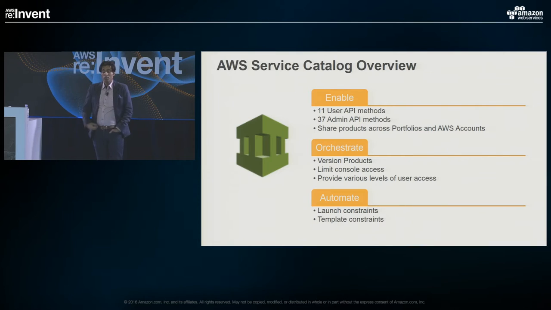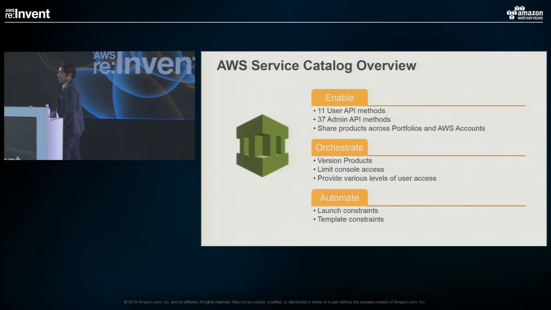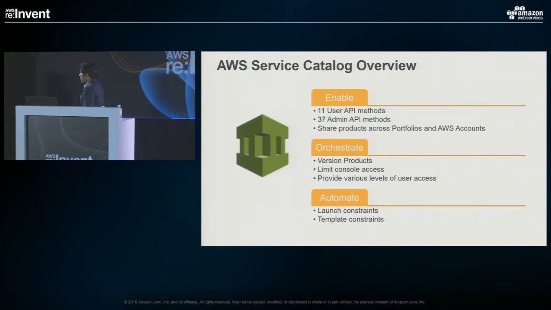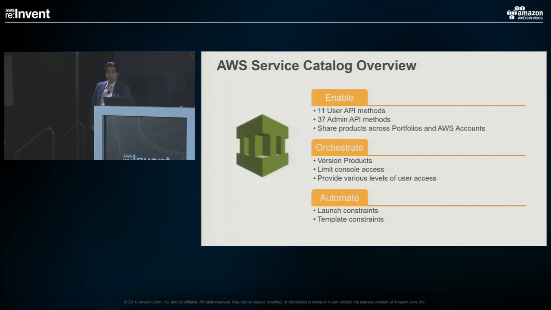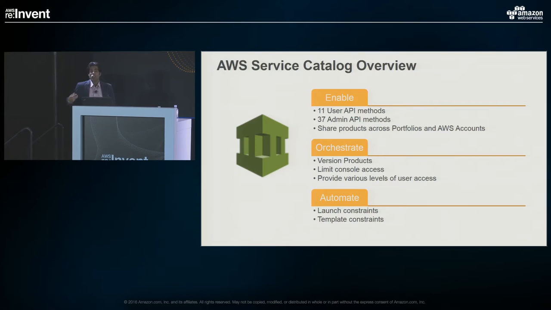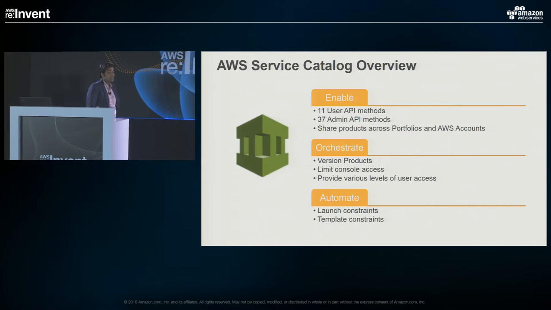So the key point around Service Catalog to understand is that it allows you to really move forward really fast. So it enables you, right? We have the ability to access 11 different user APIs, and as of November of this year, you can do 37 admin APIs. And you can share these products across multiple portfolios, across multiple accounts.